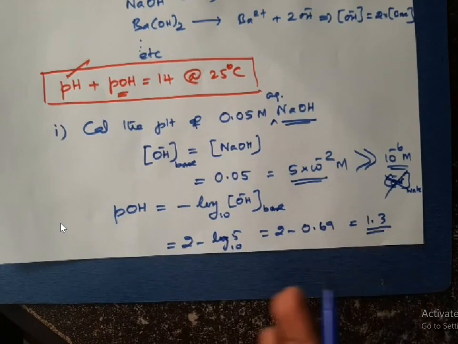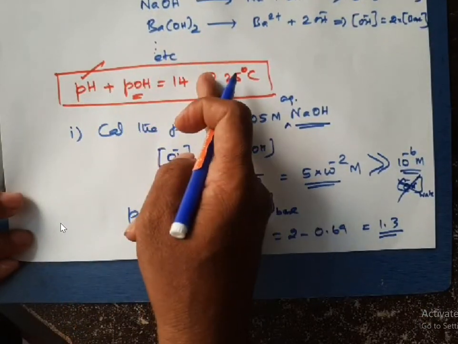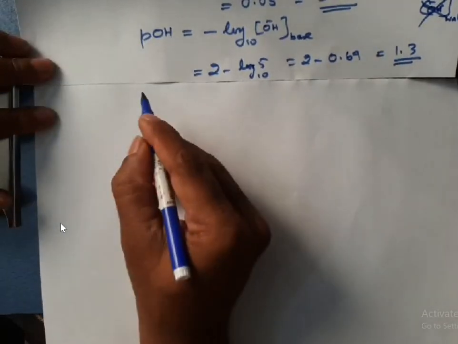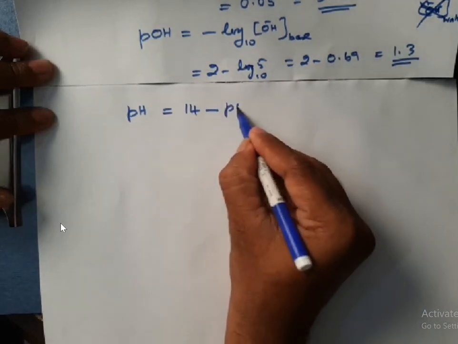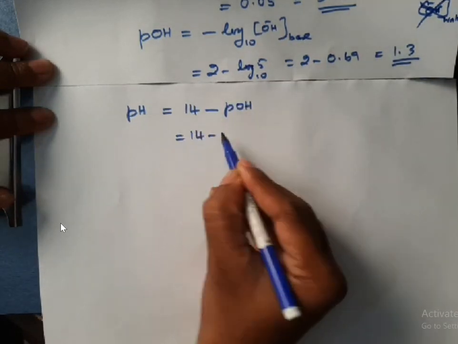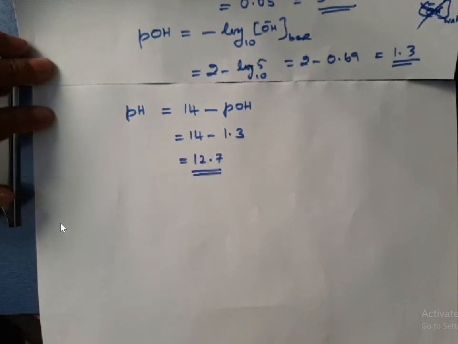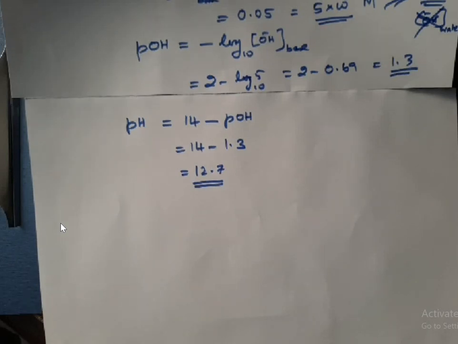Once you know pOH, yes, you can calculate pH. How? Use this formula. Substitute 1.3 here and bring the 1.3 to the right hand side, so you will get the pH of the solution. To calculate, pH equal to 14 minus pOH value. pOH value is 1.3, so 14 minus 1.3 will get 12.7. This is the pH of 0.05 molar sodium hydroxide solution. Okay, so you can calculate pH for strong acids and strong bases using these ideas.